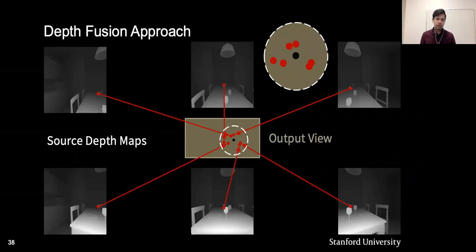Next, we sweep across assumed depth and take a look at what happens to these reprojected points as the depth value changes. And the idea here is that when the assumed depth matches with the true physical depth at that point, all of these reprojected points will agree with each other. And this is in fact what we find.